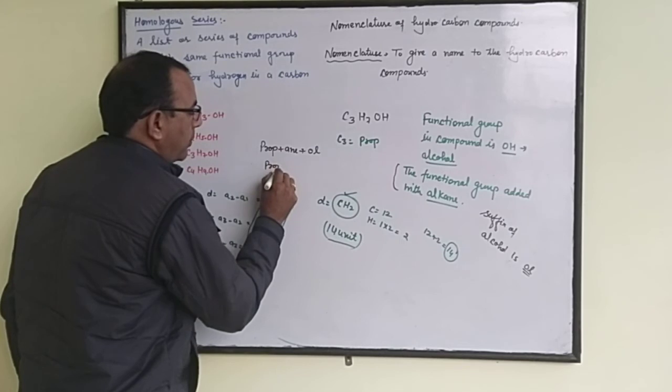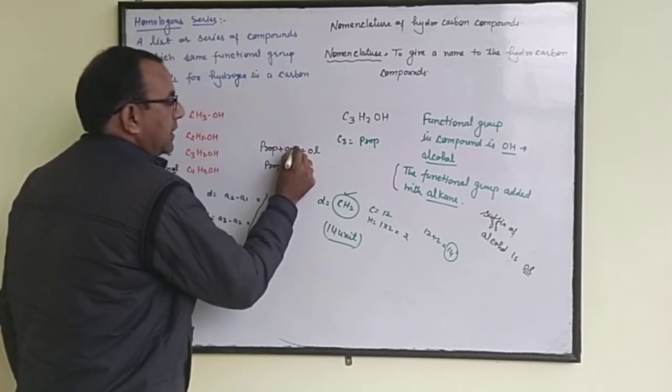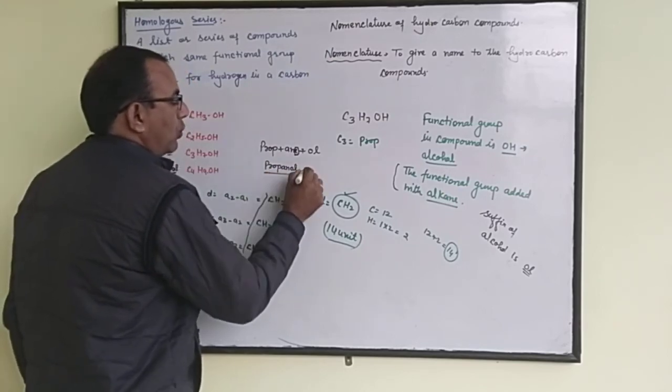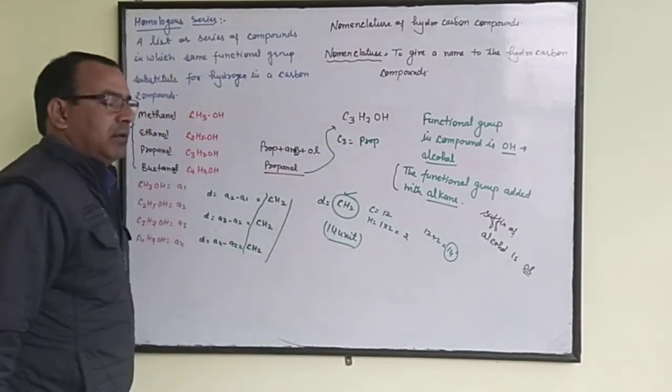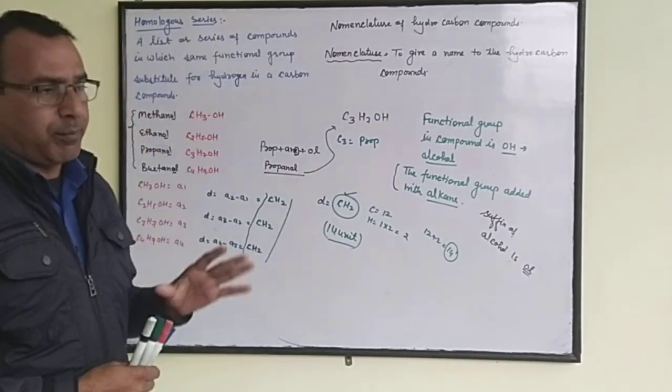So this is the formula of propanol. How can we write it? Propane: just delete the E and write ol. So this is the nomenclature process in a hydrocarbon compound.